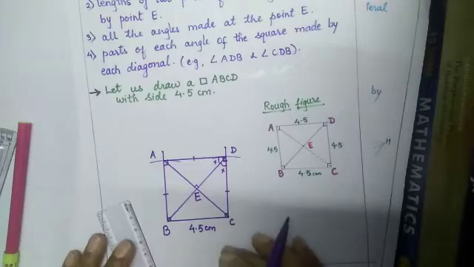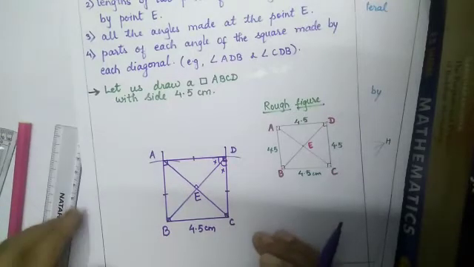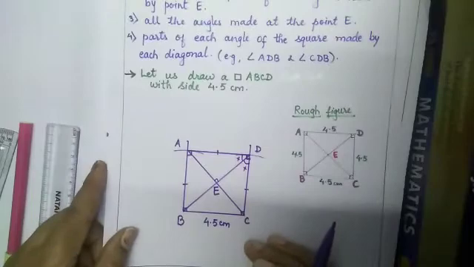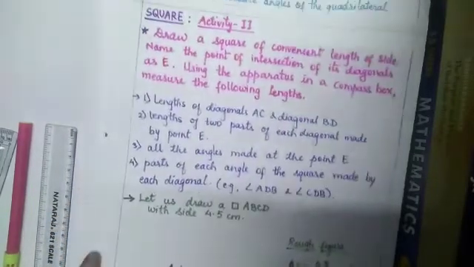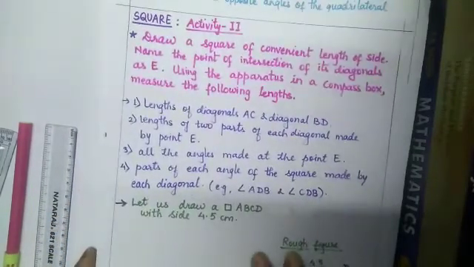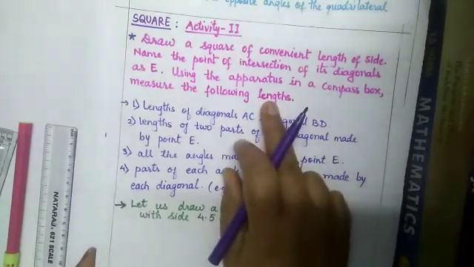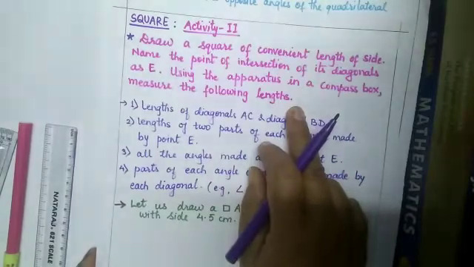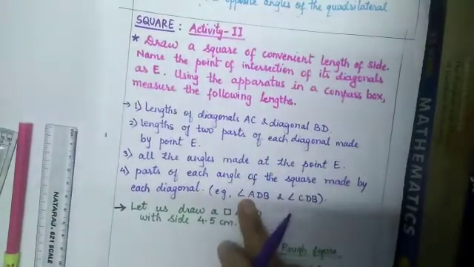So what are the properties now? Just now we have seen, and we have already written the definition of square, and below it we have written all the properties of square. So in this way, what we have to do in the activity: write down the question from page number 44. Then the steps are given.